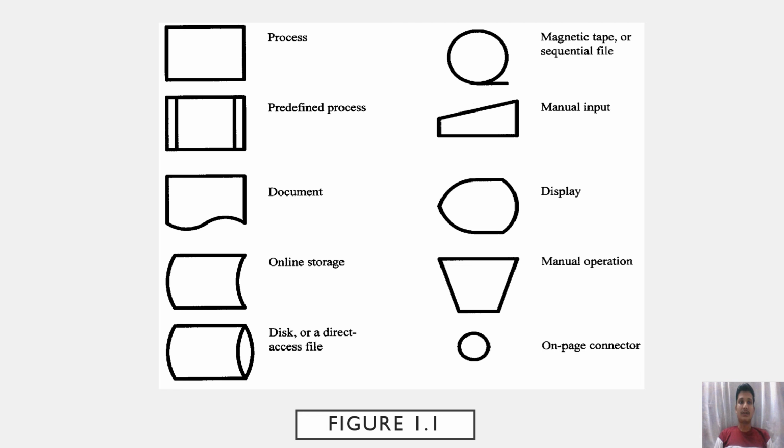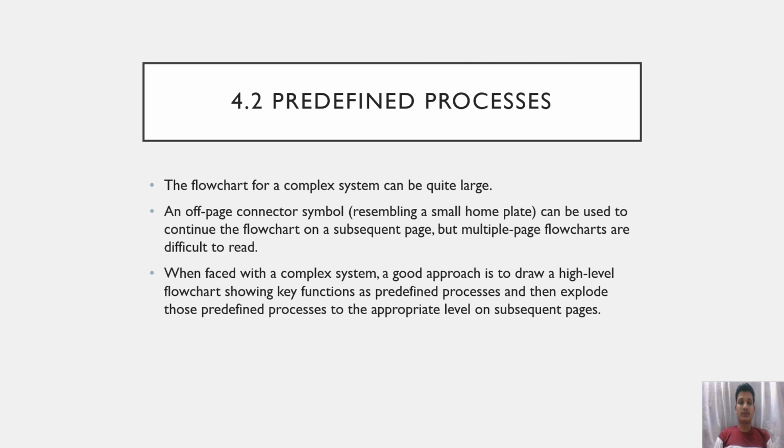To connect the flowcharts made on different pages, we use this small circle. Predefined process, as we have seen, what is a predefined process? The flowchart for a complex system can be quite large, as I have told you that our project or our system is very large. So if we draw its system flowchart, it can be very large. So for its predefined process, we have encapsulated it. We have wrapped an entire big process into a single box, and then we elaborate that process, which is a part of that flowchart, in a different section.